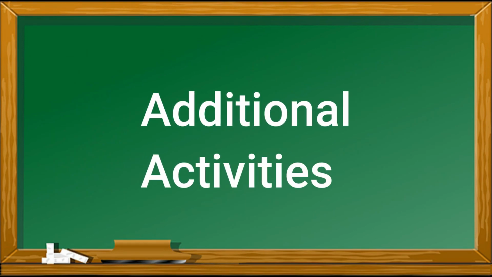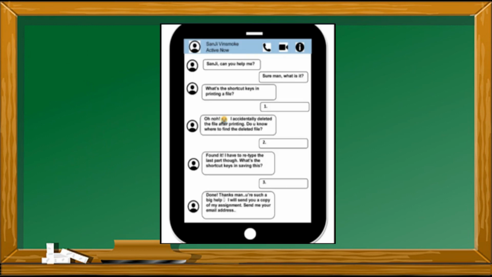Additional activities. You are now in the last part of this module. Let's make this fun and interactive. Below is the conversation between two friends, Soro, the sender, and Sanji, the receiver. Assume that you are Sanji and will answer your friend's questions. Try to answer the questions and write your answers in the activity sheets. Number your answers 1, 2, 3.